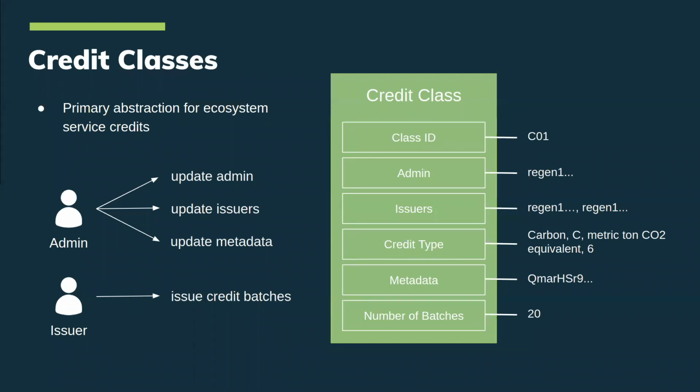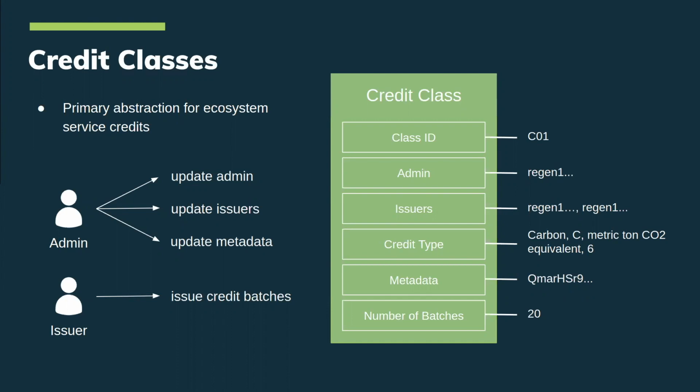Yeah, next up, we have the admin. The admin is responsible for managing the credit class. The admin has the capabilities of updating the issuers list, as well as updating the metadata, as well as changing the admin role over to another address. In this example on the right, we have a Regen address representing the admin. There's only one admin for each credit class.